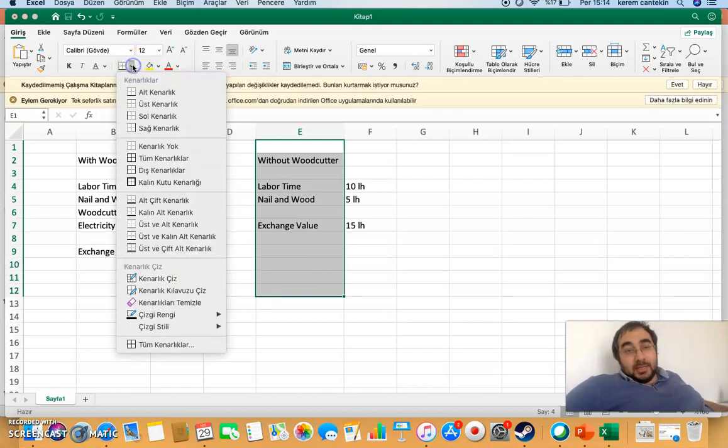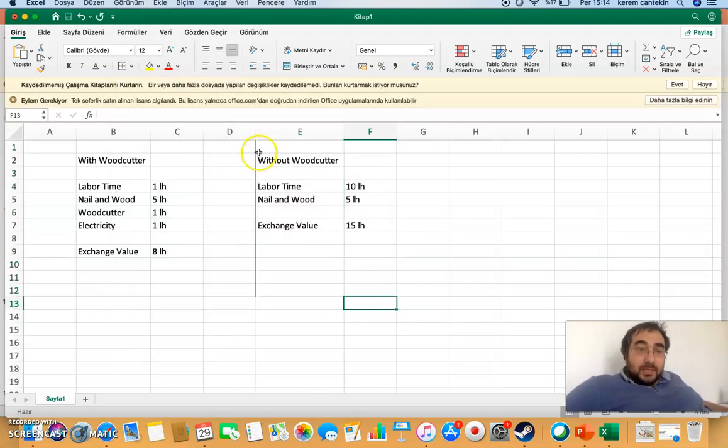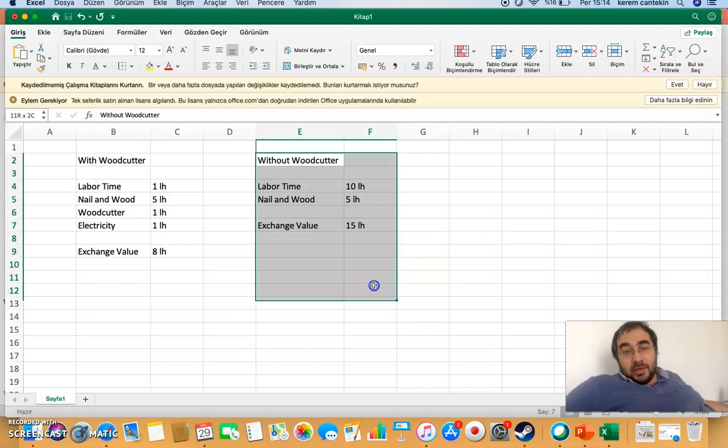Only then this exists. Only then can we say there's an isolation between this system and the other system. Only then can we say this society without a woodcutter will have a different exchange value, which is 15 labor hours basically.